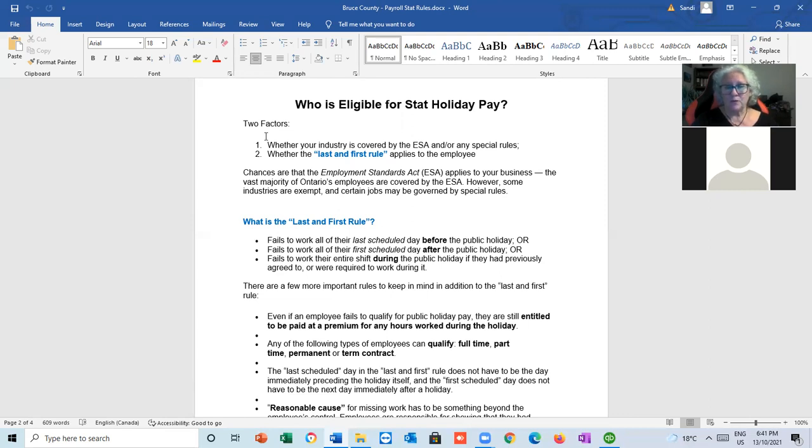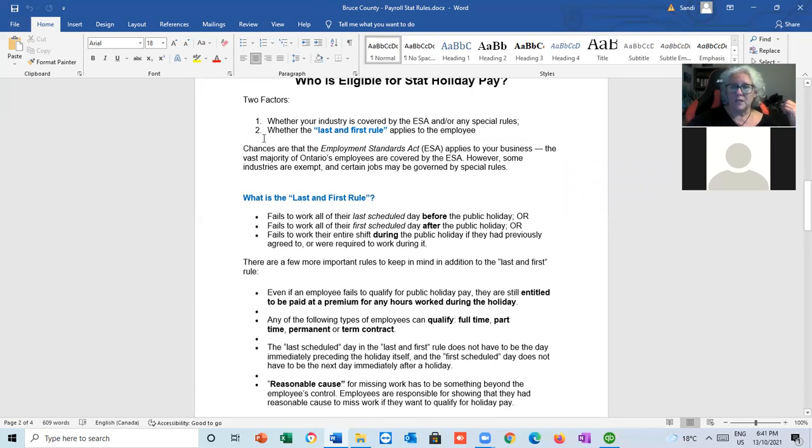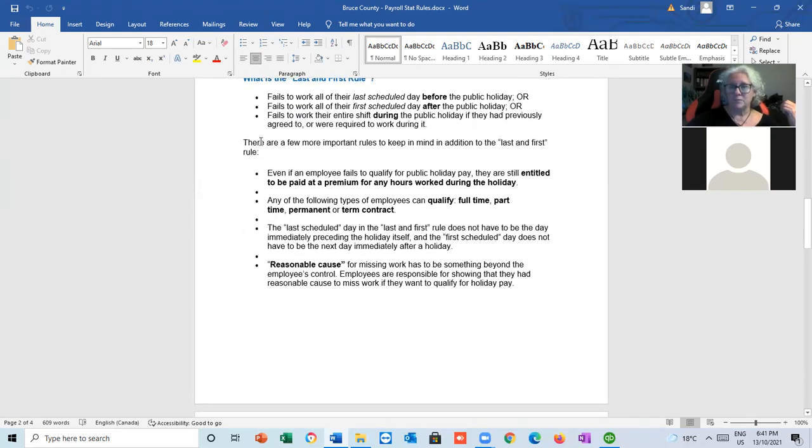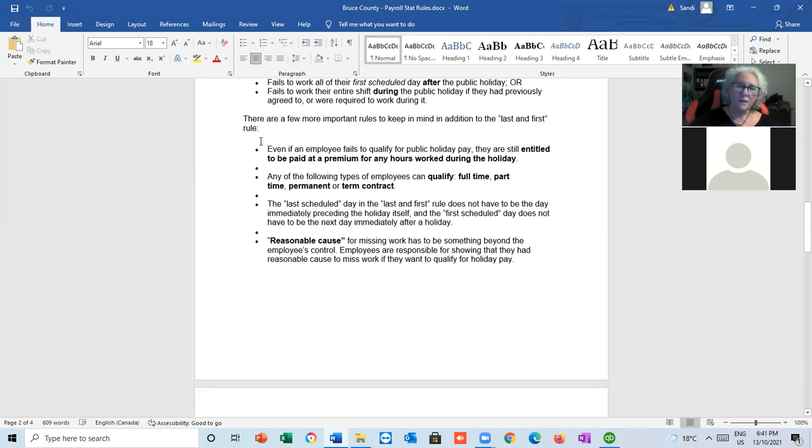Somebody who fails to work their entire shift during the public holiday, that would also be an issue, whether you have to pay them stat holidays or not. There are some other important rules to keep in mind in addition to the last and first rule. Even if an employee fails to qualify for public holiday pay, they are still entitled to be paid at a premium for any hours worked during that holiday. So you have to keep that in mind.